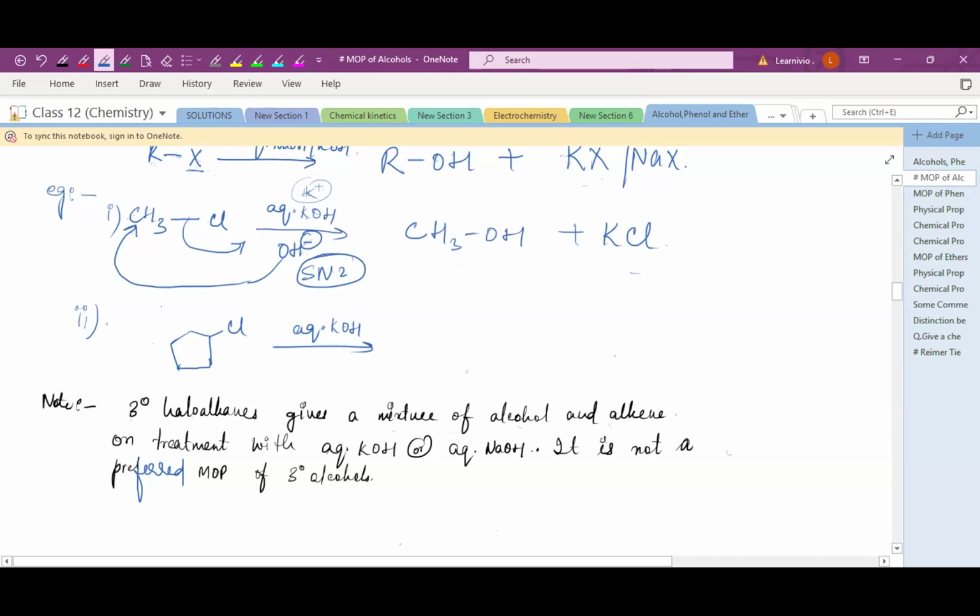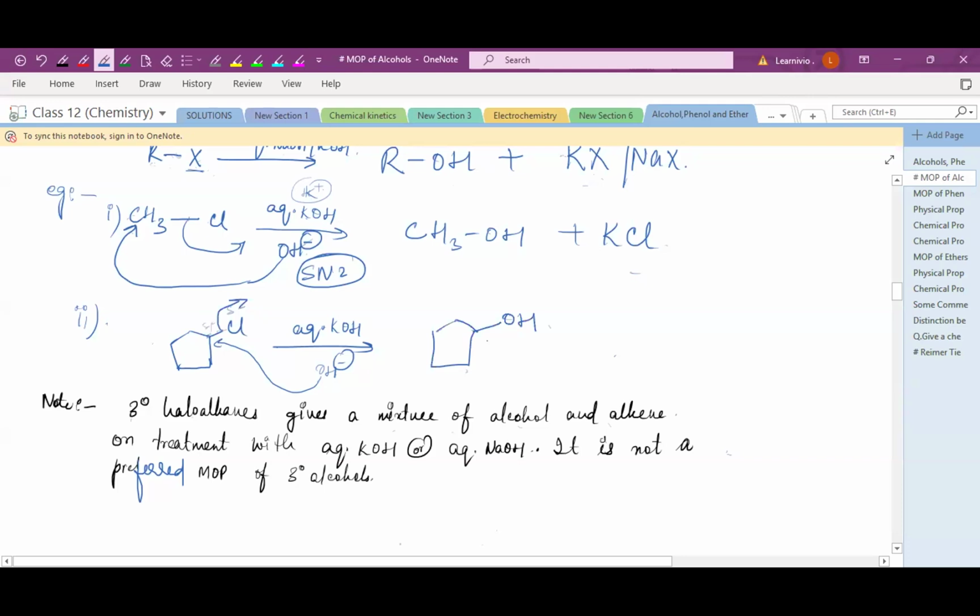Okay, it is a cyclic structure. Again you are using potassium hydroxide, so it has K plus and OH minus. This OH will attack this carbon, right? Between this carbon and this chlorine, chlorine has a partial negative charge and the carbon has a partial positive charge. The nucleophile, because it is electron rich, will attack this carbon. When it attacks, the chlorine will leave and you will get cyclopentanol.